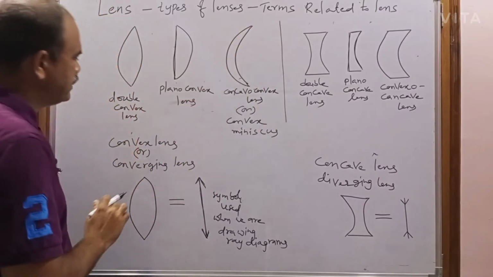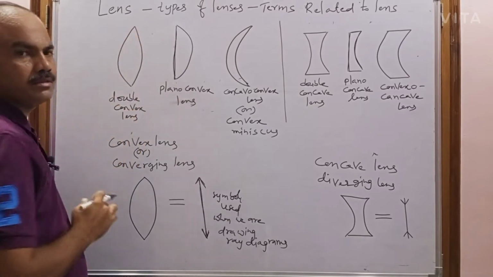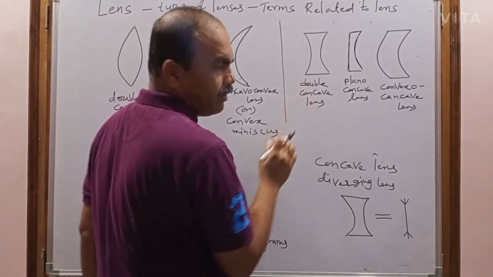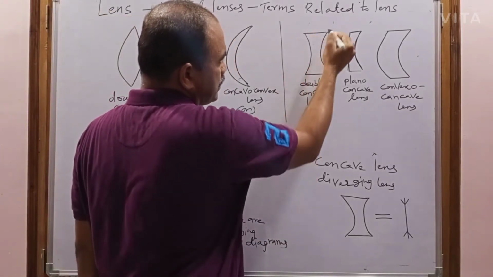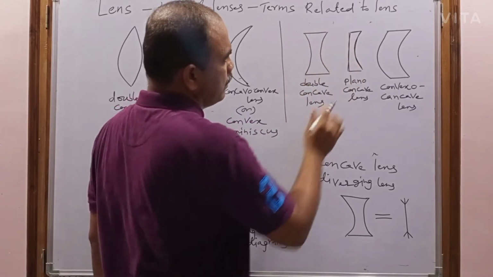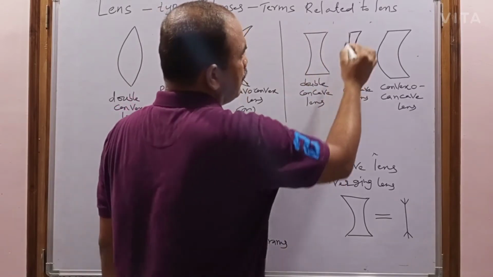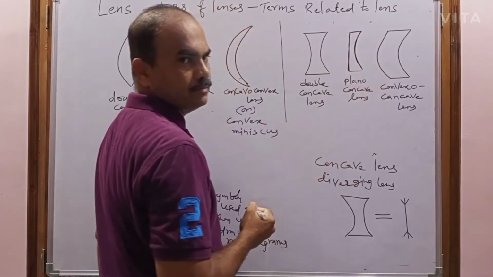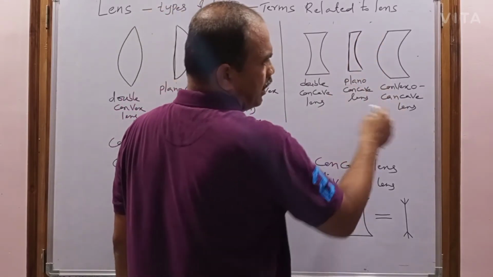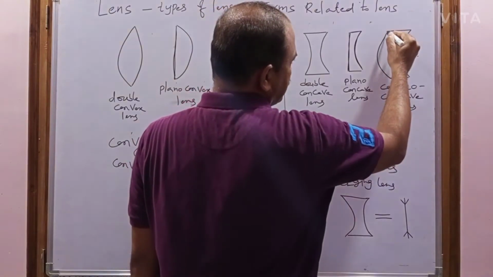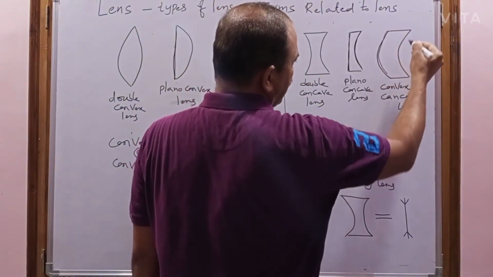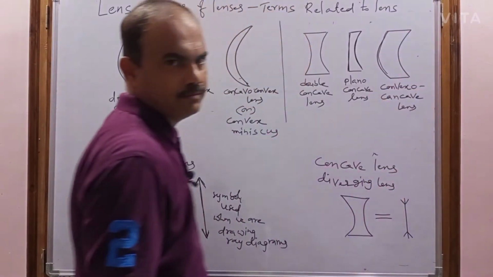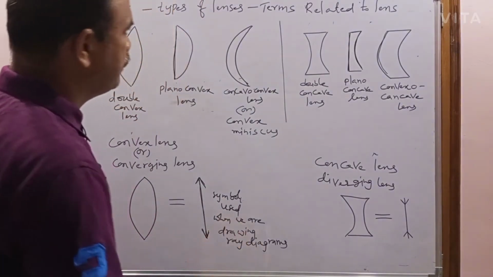So double convex is nothing but 2 surfaces are convex, and double concave lens is nothing but 2 surfaces are concave. Plano concave lens is one surface plane and the other concave. And convexo concave lens is one surface convex and the other concave. So these are the different types of lenses.